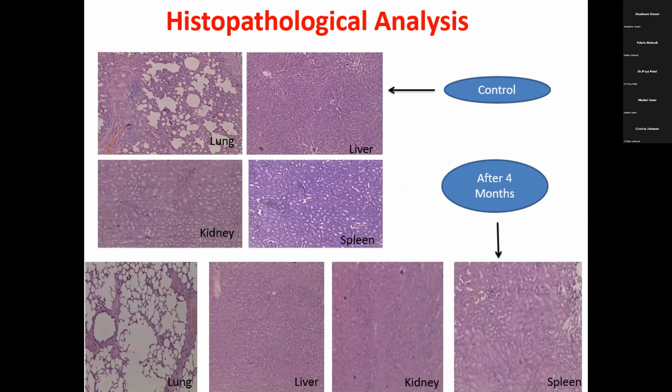And finally, after 8 months, we have gone through the histopathological analysis of the lung, or we can say the organ of the animals, to confirm the development of lung cancer. And through histopathological analysis, it shows the lung cancer was successfully developed in the animal.